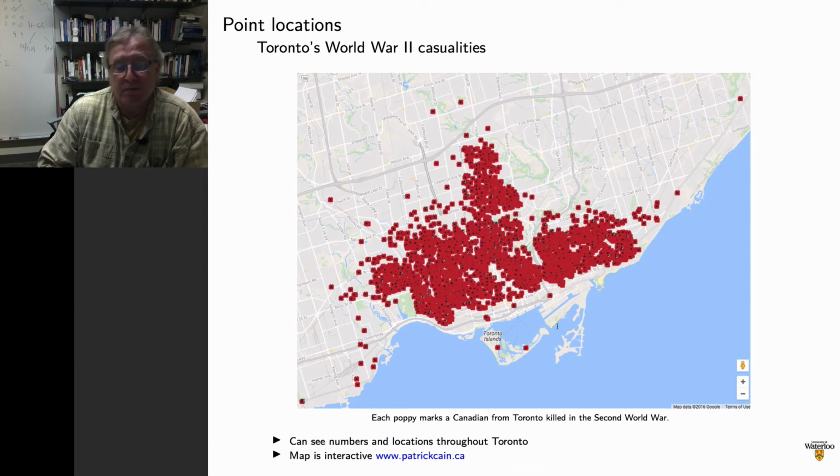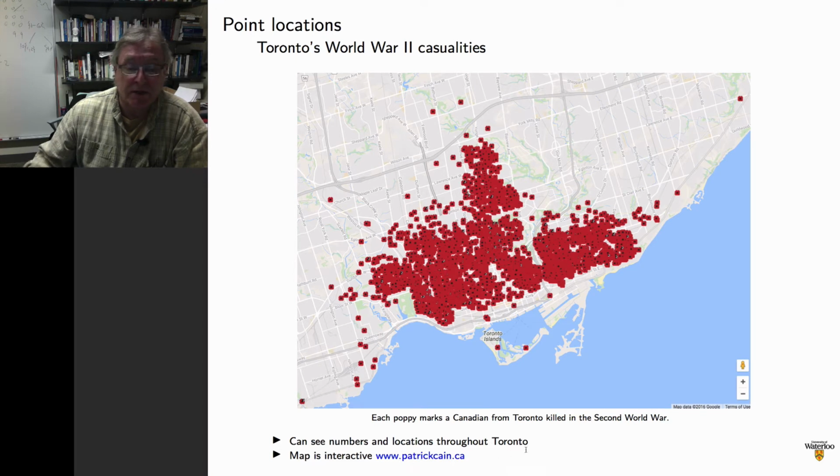So I'll give you an example of very good use of location. Here we have World War II casualties from Toronto, and what you have is every poppy is a location in the map of Toronto, and every poppy marks a Canadian service person that was killed during the Second World War. And this is an interactive map. You can go and look at this location.